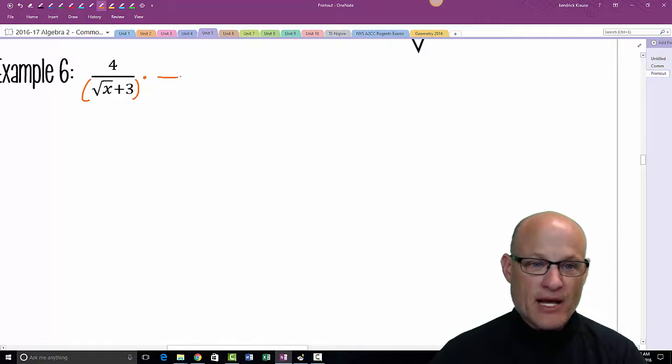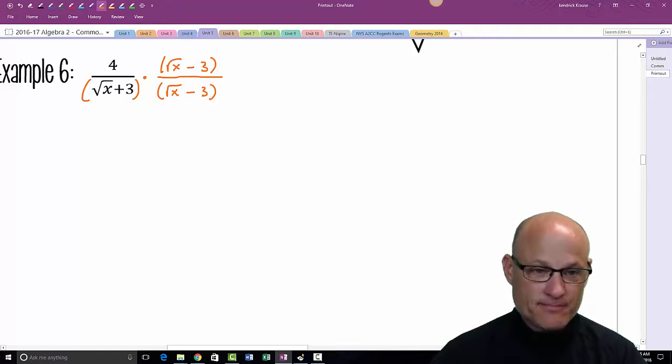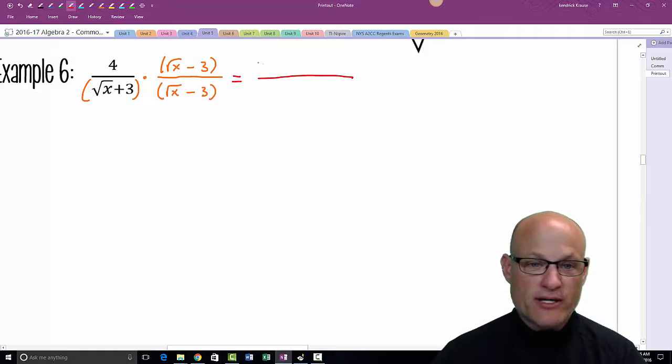So I'm going to multiply by the conjugate. The conjugate is radical x minus 3. Radical x minus 3. Don't distribute in the numerator. It won't be obvious on this problem why either. It will in a few minutes. Square root of x minus 3.